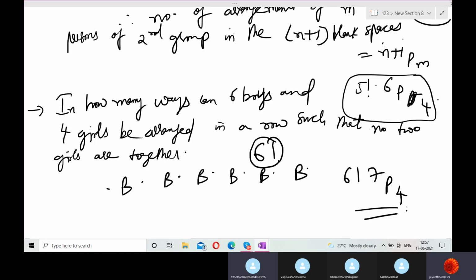Sir, the answer is very big. Don't solve it. It will be a lengthy answer. It's lengthy only, sir. So you can arrange 4 girls in these 7 blank spaces in 7P4 ways. Okay.